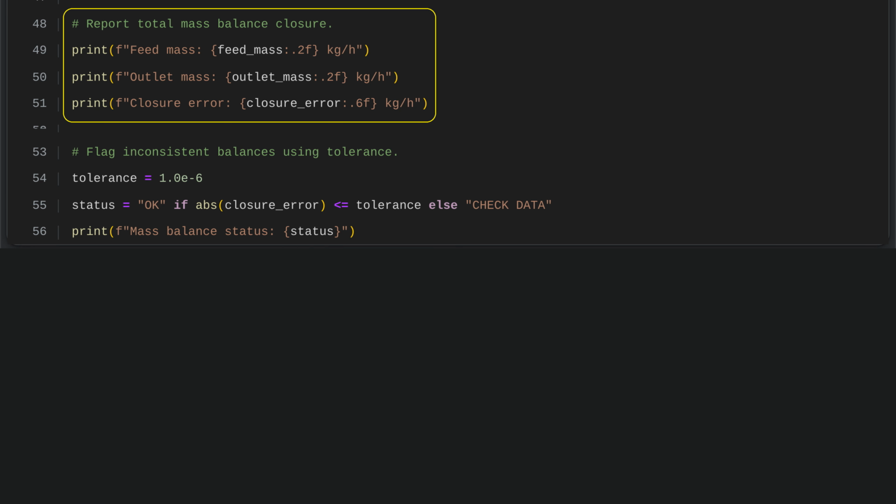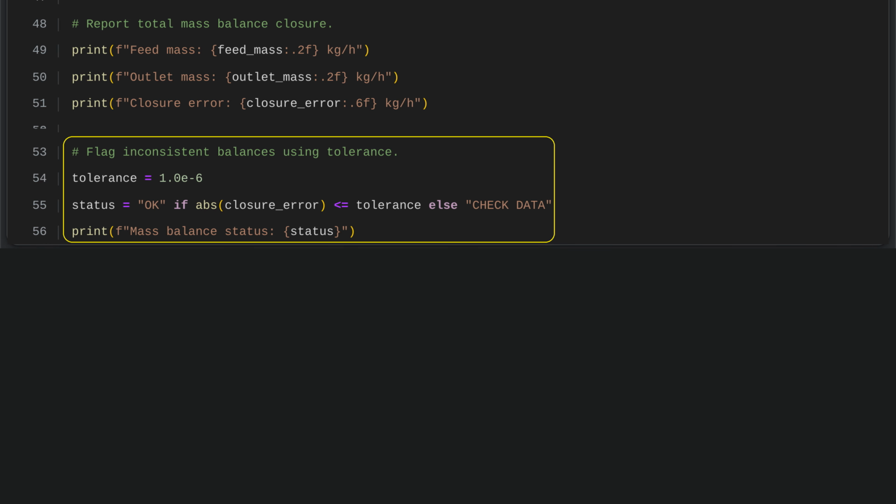The code reports the total feed mass and outlet mass in kilograms per hour, giving a quick check of what enters and leaves the reactor. It then prints the closure error, which is the outlet mass minus the feed mass. This value shows how closely the mass balance is satisfied and helps flag any process discrepancy.